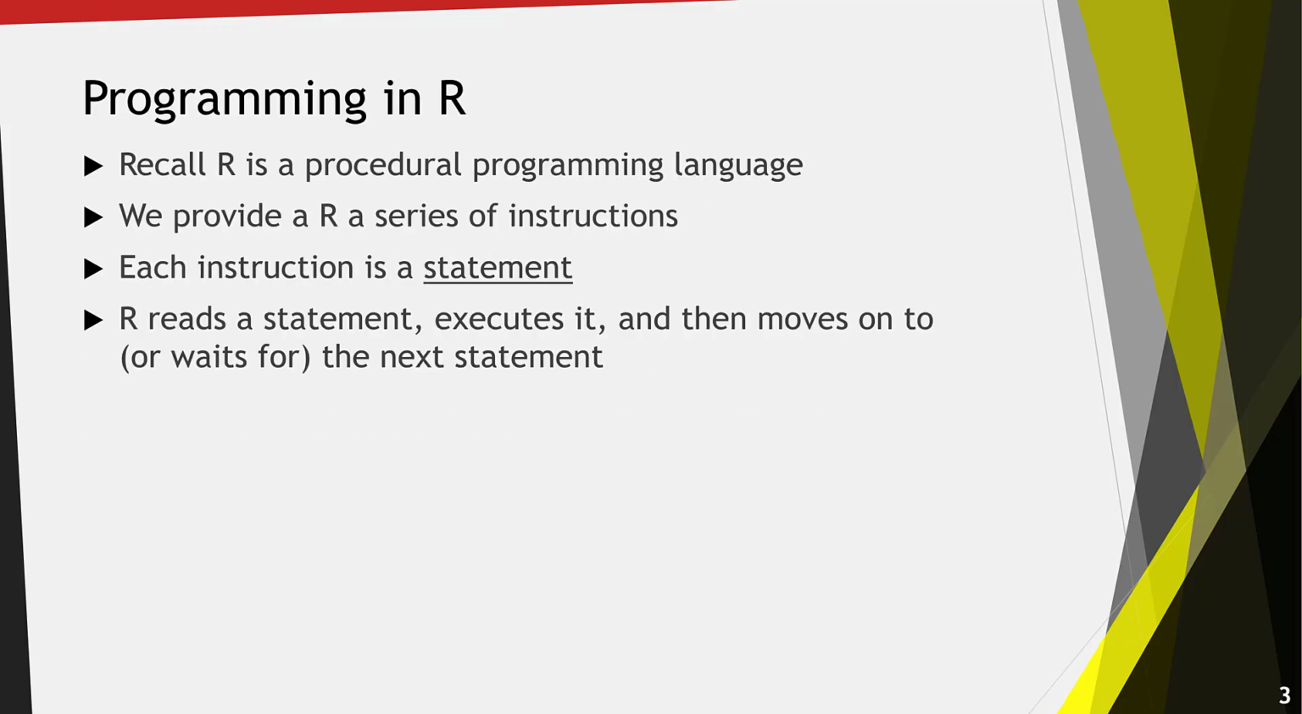So how do we go about programming in R? If you recall from previous videos, R can be used as a procedural programming language, and for most of this class, we're going to treat it as a procedural programming language. So how this works is, we provide R with a series of instructions. Each instruction is called a statement. R is going to read a statement, execute it, and then move on or wait for the next statement.